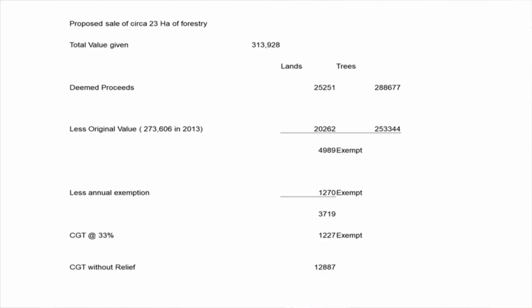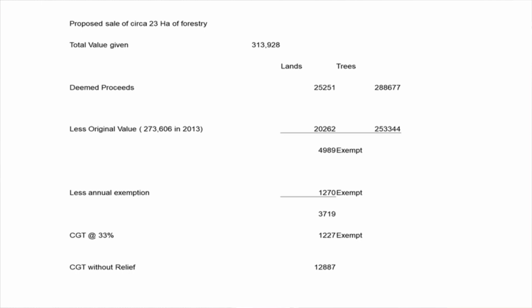I'm looking here at 23 hectares of forestry, which was inherited in 2013. The person here is thinking about selling it, so a valuation was sought to show the value of the underlying lands and the trees at the current value, or the hope value, and what it was back in 2013. As you can see, the value on the right hand side of the growing or standing timber is just taken out, or wiped out of the way. It's completely exempt. So really you're just looking at the underlying lands.